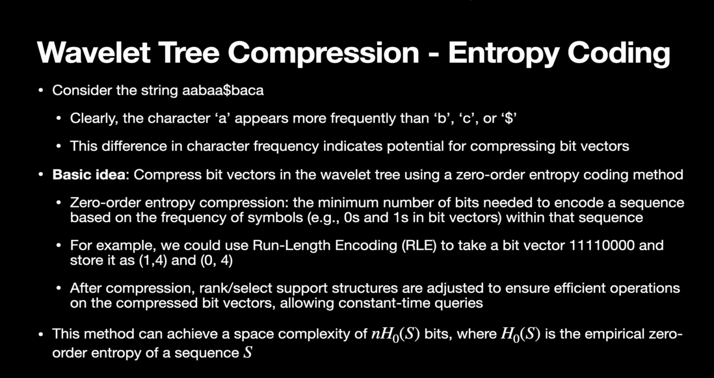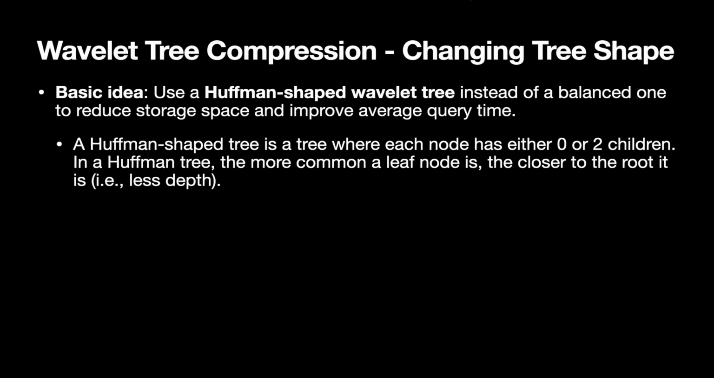After compression, I think we'd have to adjust the rank and select support structures a bit to ensure efficient operations across these compressed bit vectors, but we could still allow for constant time queries. With this method, we can achieve a space complexity of n h sub 0 of S bits, where h sub 0 of S is a function computing the empirical zero-order entropy of a sequence S.